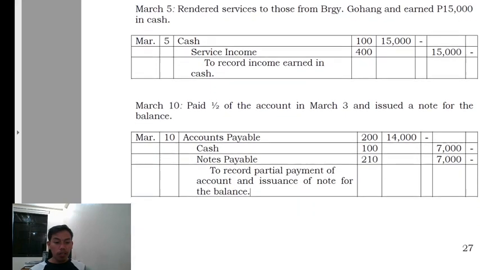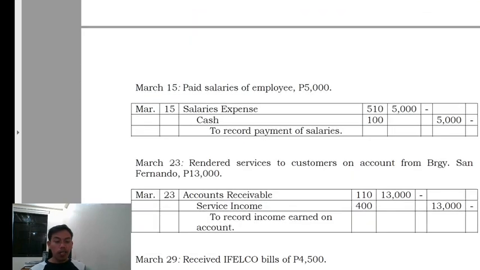After March 10, you would have March 15. Nagbayad tayo ng sahod ng mga empleyado. O di, kapag tumaas ang expense, debit or credit? Debit. Kaya debit to salaries expense. Nagbayad tayo, so mababawasan ang ating pera. Kung mababawasan ang ating asset, it is debit or credit? Credit. So, credit to cash. 5,000. What are we recording? We are recording yung payment ng ating salaries.